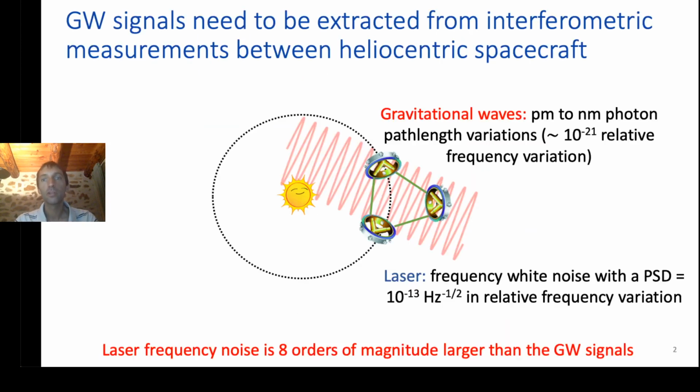So LISA will be measuring gravitational waves by exchanging laser beams between three spacecraft that will be orbiting the Sun. To give an order of magnitude, a gravitational wave will cause a 10 to the minus 21 relative frequency variation between the three spacecraft. On the other hand, the lasers that will be used for LISA are characterized by a noise at the level of 10 to the minus 13 in relative frequency variation. So there is an 8 order of magnitude difference between the noise and the signal that you are trying to extract, and we need to overcome this noise.